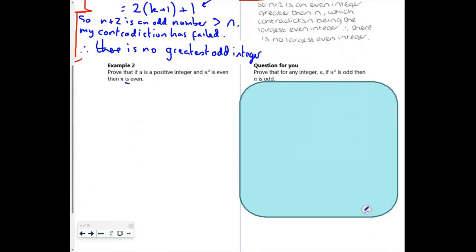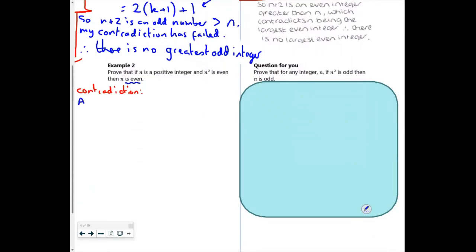So this last bit is what we want to change. So my contradiction, just write it in red so it stands out. Just so you know, you wouldn't write "contradiction" on the exam paper, but I'm just setting it so you can clearly see what it is.